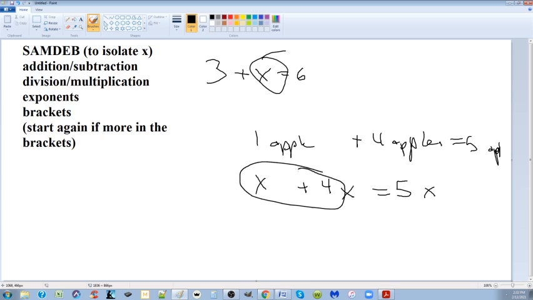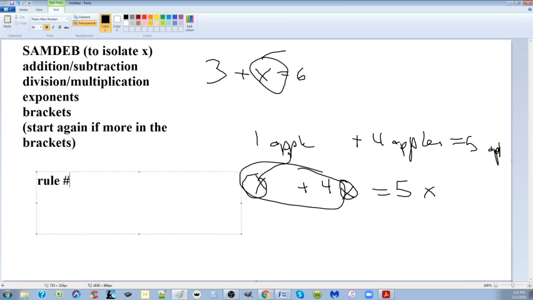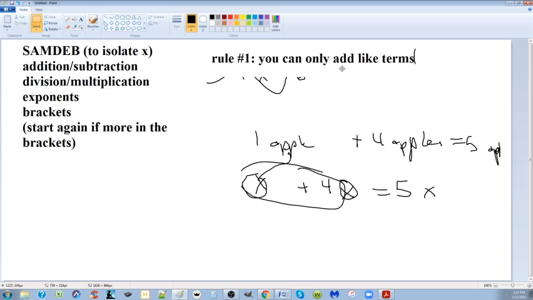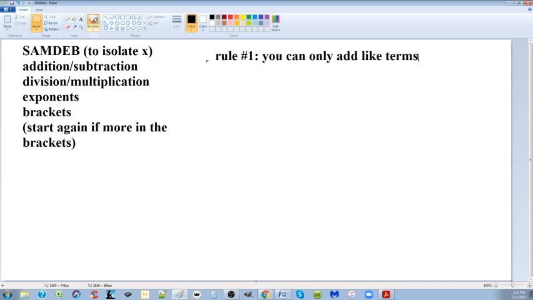So when you add things, you can only add them when they're the same thing, when they're all apples. That's the rule. So rule number 1, you can only add like terms. Write it down, because I'm going to get rid of that rule. It's not going to necessarily be around the whole time, because I always run out of space. Rule number 1, you can only add like terms. Okay, let's try that out.